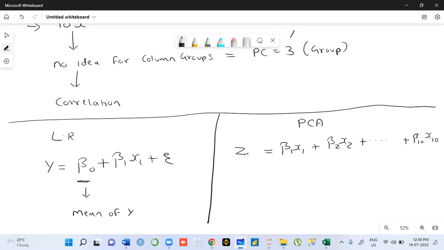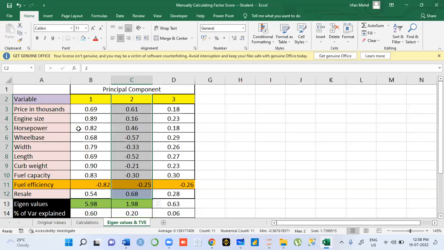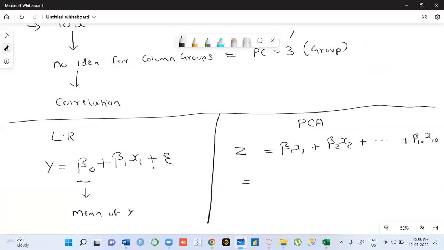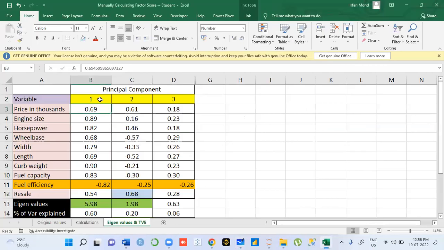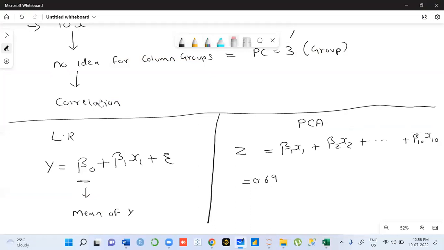ये clear हो गया? Now the number which we found, this number is my 0.69. This is my beta 1 coefficient. How many groups I make, guys? 3. So कितने Z है हमारे पास अभी? 3 Zs होंगे. Z1, Z2, Z3, and so on. This is your Zi. So I'll have my Z1, Z2 and Z3. ये clear हो गया? Any question online students, please ask.